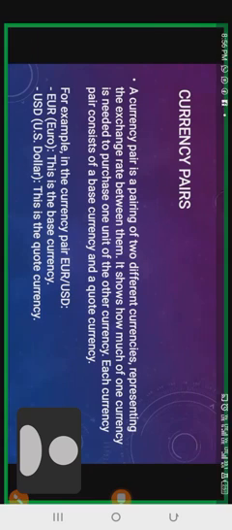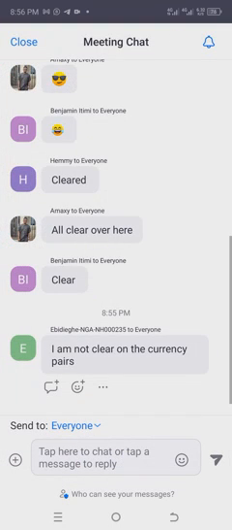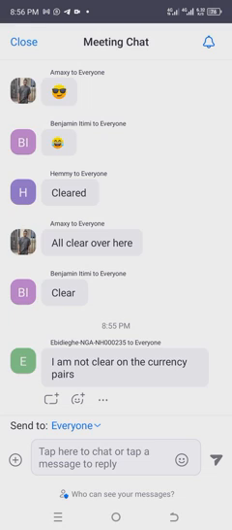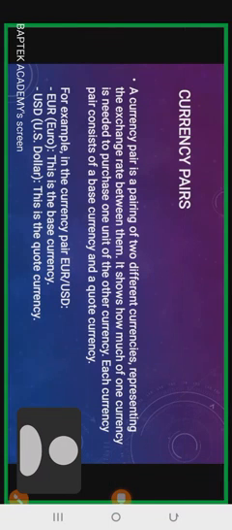Now concerning the fact that a lot of us have not understood. I'm seeing a comment from Abidege says it's not clear on the currency pair. Okay, then I think we should take that again before we close. Now, currency pairs. You can get the definition, but let's explain so that the newbies can also understand.